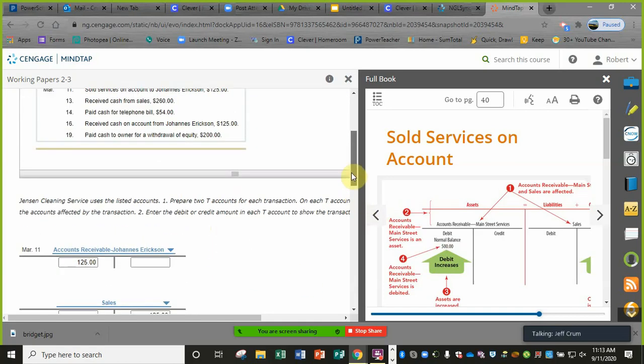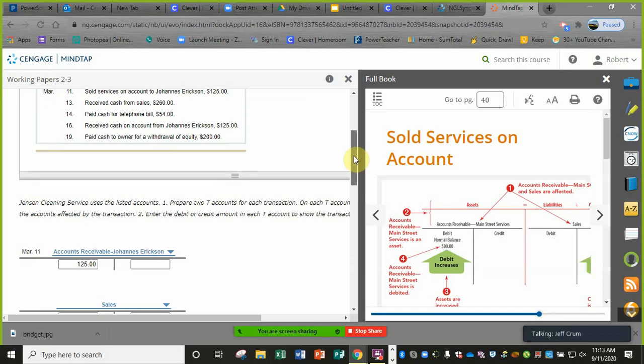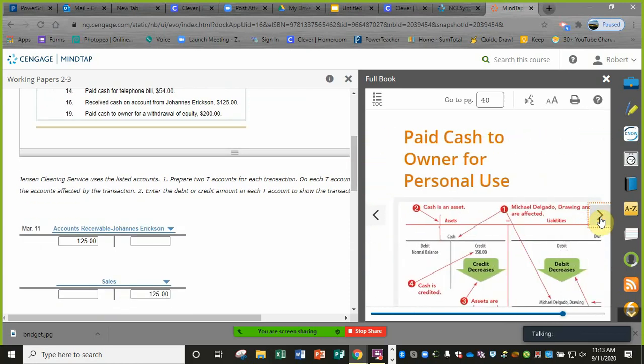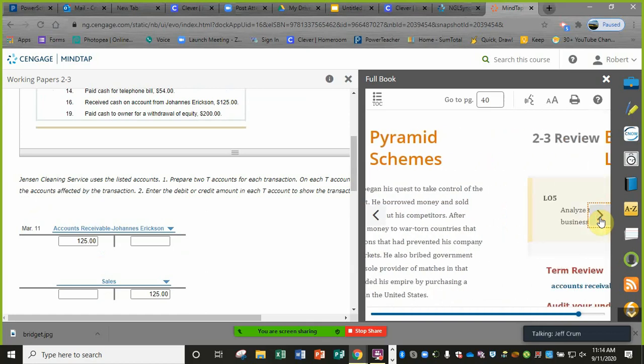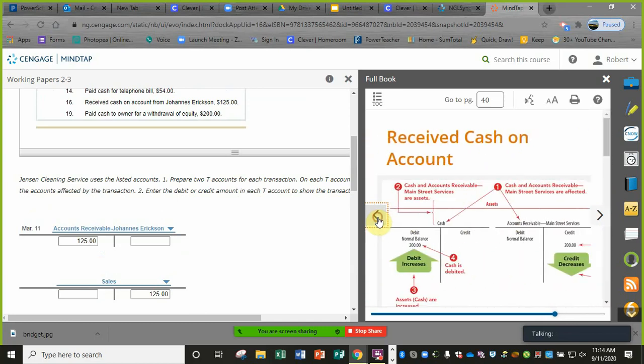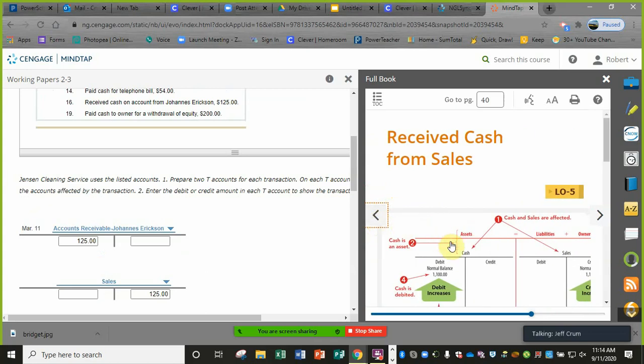So we go up to our next transaction on the 13th, received cash from sales. So we're going to receive some cash for $260. Let's see where the example's at here. Cash on account, paid cash. That's probably the first one. There we go. Received cash for sales, from sales. The reason why I show these is that way if you get something you need to use the book for, or when you do the on your own, you can see that there's examples in here.